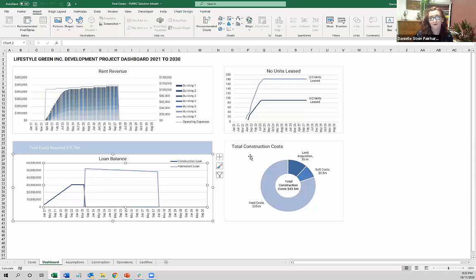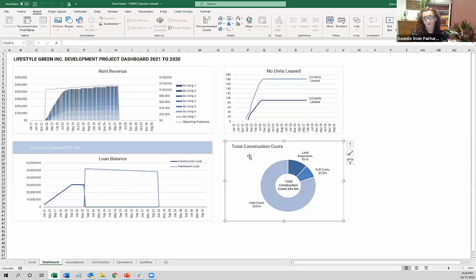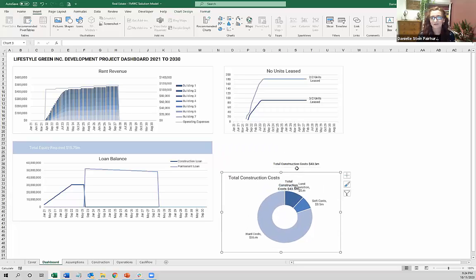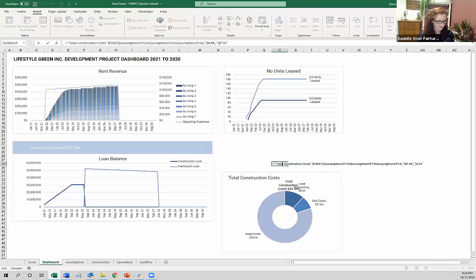And then here is the total construction cost. So this was at the beginning. So it shows the land acquisition costs, soft costs and hard costs. And then in the middle, we've got a little text box, which is so it's really quite a low tech solution. So it's actually using a little calculation here that calculates it all there.